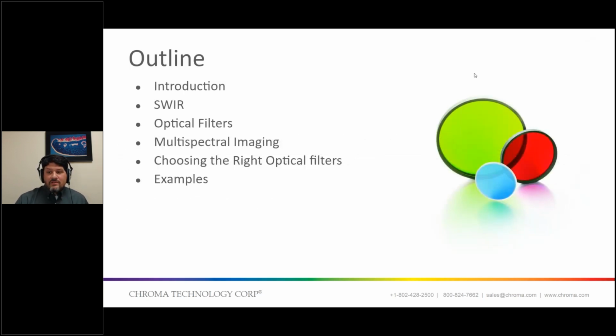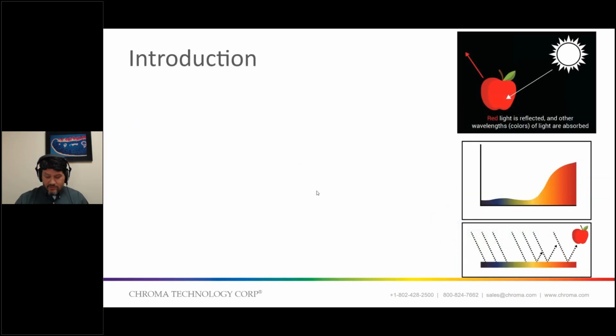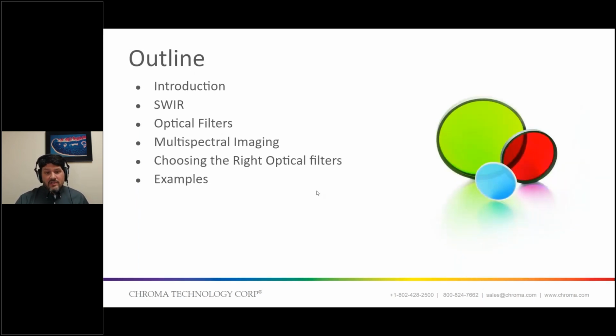I'm going to start with a little introduction, introduce shortwave infrared, SWIR for short, what that is. I'm going to go through some optical filter basics. Then I'm going to discuss briefly the different ways one could do multispectral imaging. And then we'll discuss choosing the right optical filters for your multispectral imaging application. And finally, I have a few examples to show.